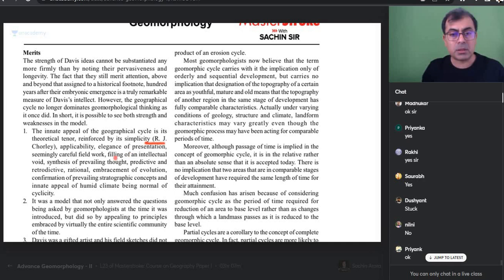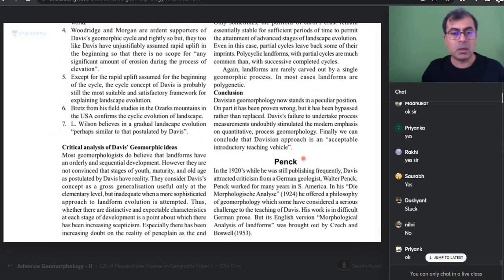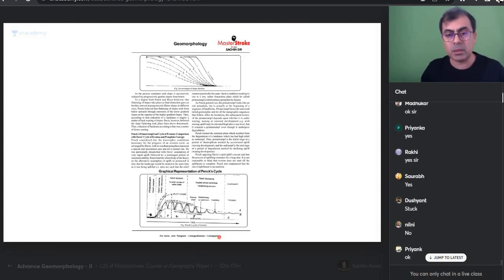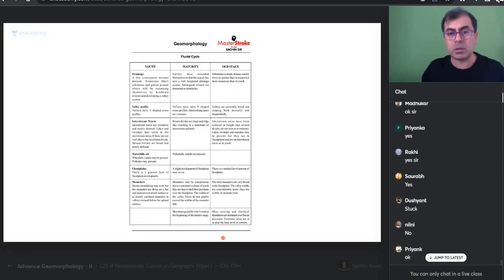Merits क्या हैं, different scholars के नाम, Chorley ने क्या अपने views दिए, model is not only answered the question, critical analysis of Davis, and then what is Penck's model, then Penck's diagram. Can you see all those things are very well created over here, so you don't have to run from pillar to post कि ये कहाँ मिलेगा.